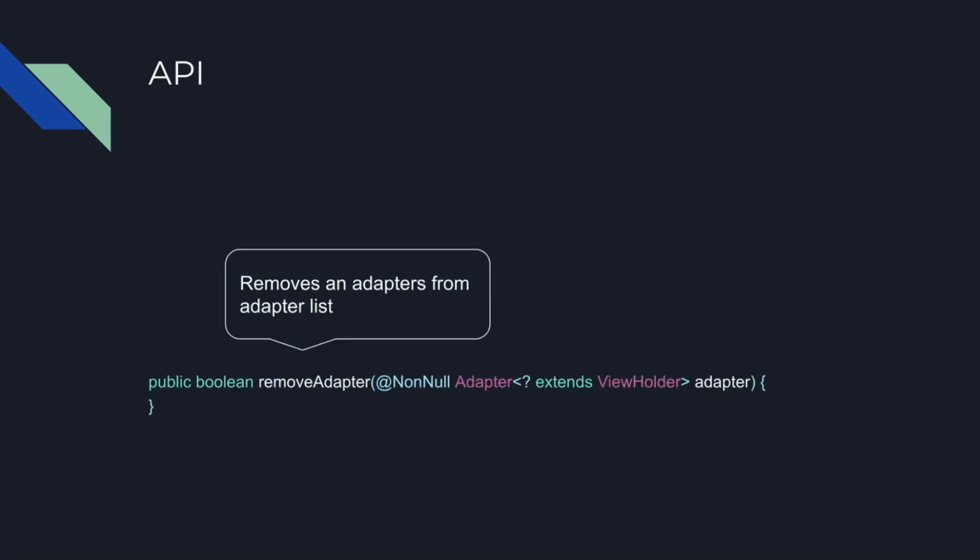And then let's look at removeAdapter. You pass it an adapter and it will remove that adapter. So in a case like I mentioned, expand-collapse, you can use these two in conjunction and get expand-collapse functionality.